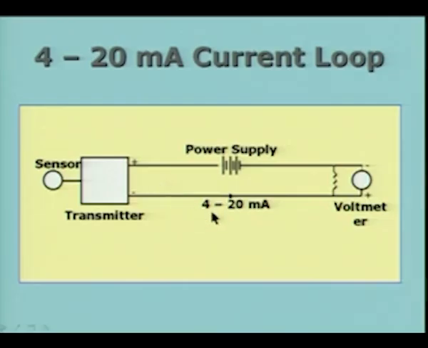So, why do we convert the signal from the voltage or whatever form it is to a current signal? That is number one question which we have to answer. Secondly, how do we use such an instrument? These are the two things we will look at.